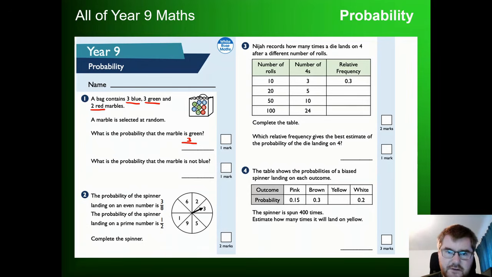So we have 1, 2, 3, 4, 5, 6, 7, 8. So our fraction will be 3 out of 8. 3 green out of 8 in total.